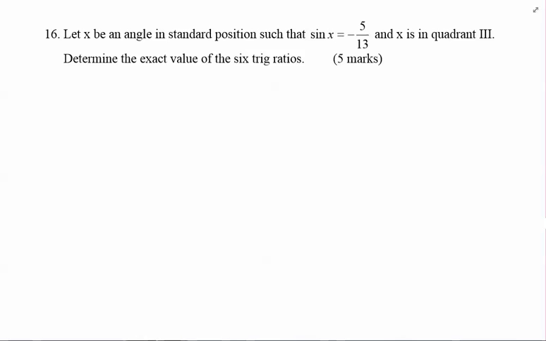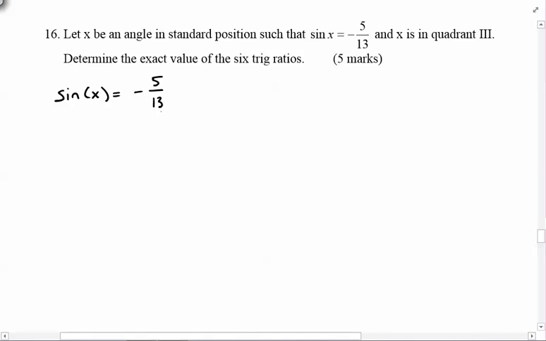Problem 16 has to be one of my favorite problems on midterm 3. What we want to do is find sine, cosine, tangent, cosecant, secant, and cotangent, given information about just one of the angles. So I know that sine of x is equal to negative 5 over 13.